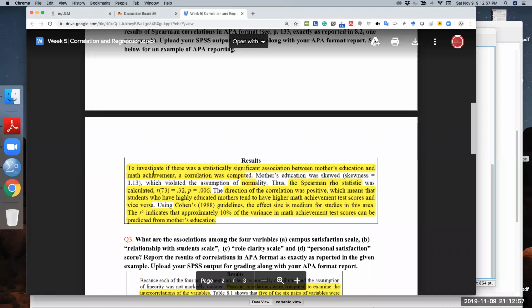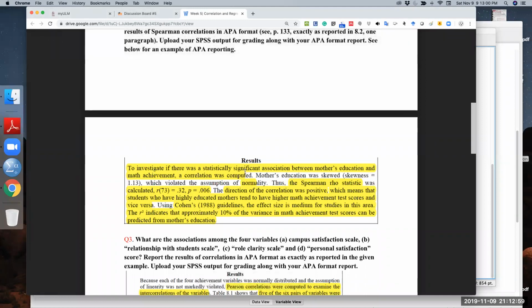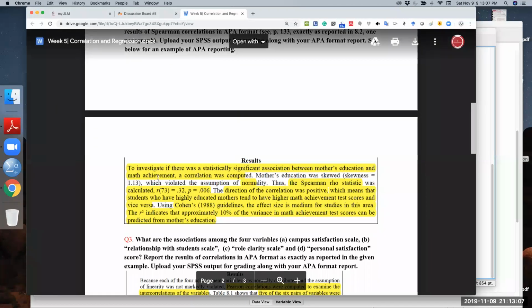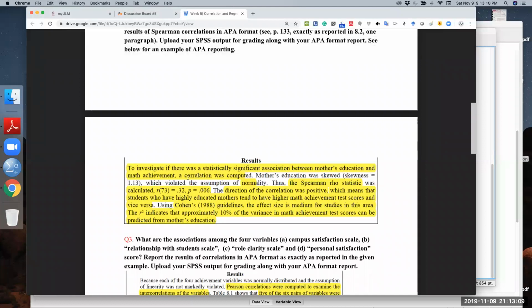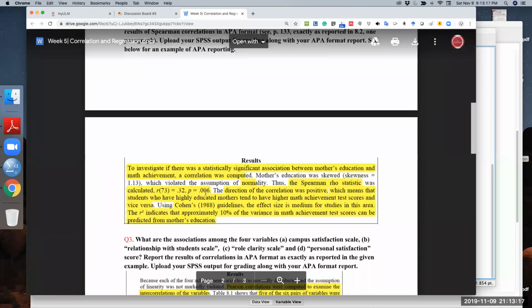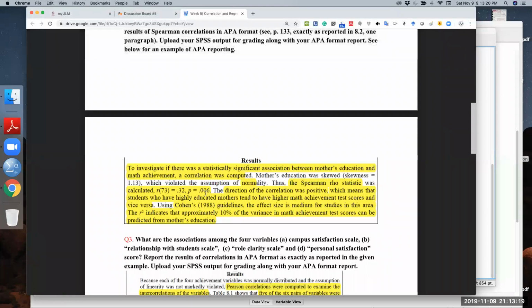The reporting will be: to investigate if there was a statistically significant association between community college faculty members' campus satisfaction and their personal satisfaction, a correlation was computed. Faculty members' campus satisfaction was statistically significantly correlated with their personal satisfaction. You will be reporting r values and p values here, and the direction of the correlation was positive. And the effect size is small or big?